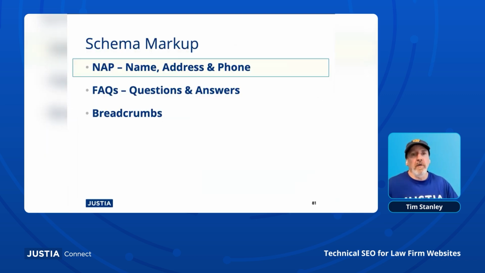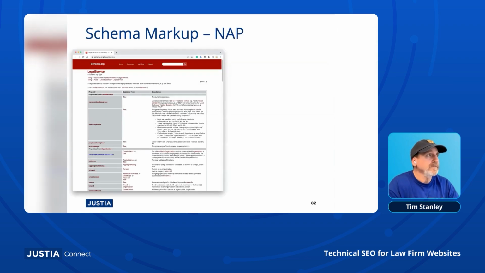All right, we're going to walk through 3 of these. The first 2 are really important, okay, that really matter. Name, address, phone number, right? Basically making sure that's marked up on your pages. And then frequently asked questions. And breadcrumbs, you should do breadcrumbs, but not quite as important as the first 2. There's more than that, but these are the 3 that I would focus on for a law firm website. There's a lot more that you can do here than just these 3.